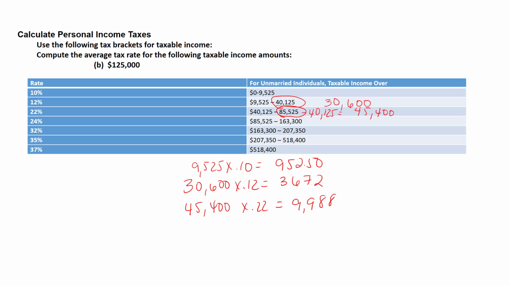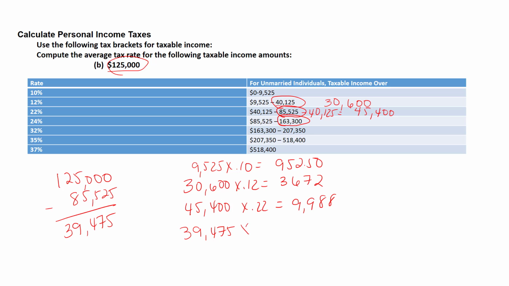and go to the next bracket. Did we make more than $163,300? No, we did not. And we don't want to use all of the money in the bracket because we didn't make that much money. We only made $125,000. So that's where we stop. When you get to the bracket that you don't make all of the money in that bracket, you stop at how much money you did make. Then we're going to subtract the $85,525 that we have already paid tax on, and we have $39,475 left to pay taxes on. So we multiply that by that bracket.